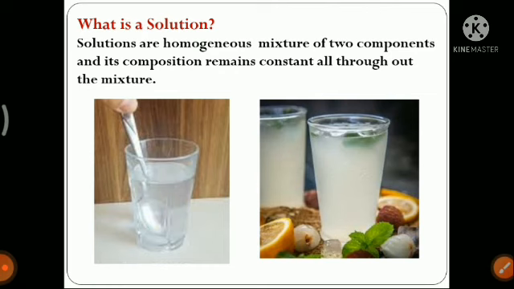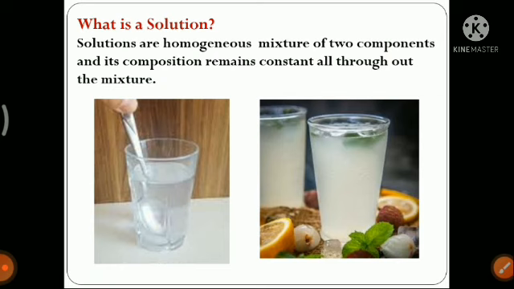It can have two components or more than two components also, but the important thing is its composition should remain the same throughout the mixture. Let us take two examples. One is lemonade. What is lemonade? It is when we mix lemon juice in water, and lemonade is the informal name given to it. The other is a salt solution, that means we have dissolved salt in water.